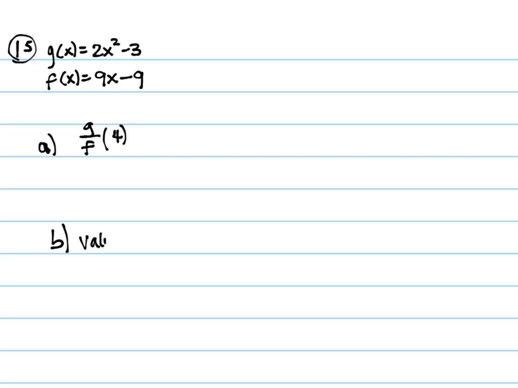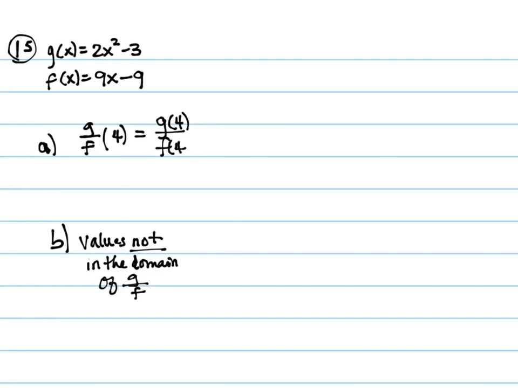You have g of x equals 2x squared minus 3, and f of x equals 9x minus 9. There are 2 questions. Part A says to find g over f of 4. And part B says to find values not in the domain of g over f. Okay, so g over f of 4 literally means g of 4 over f of 4.